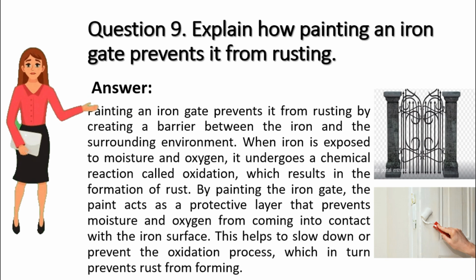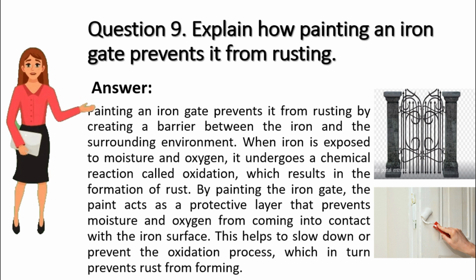Question 9. Explain how painting an iron gate prevents it from rusting. Answer. Painting an iron gate prevents it from rusting by creating a barrier between the iron and the surrounding environment. When iron is exposed to moisture and oxygen, it undergoes a chemical reaction called oxidation, which results in the formation of rust. By painting the iron gate, the paint acts as a protective layer that prevents moisture and oxygen from coming into contact with the iron surface.